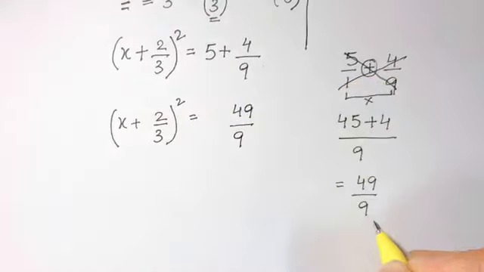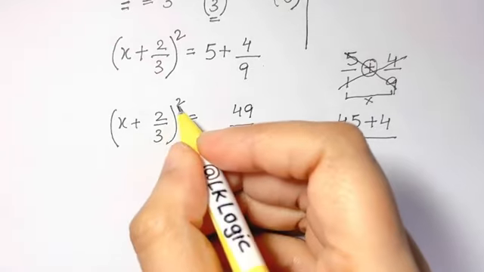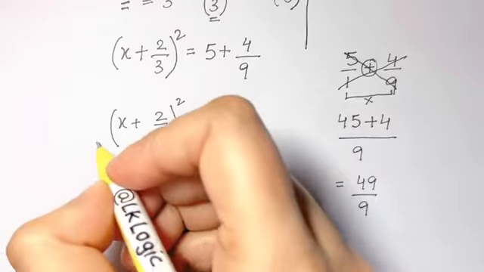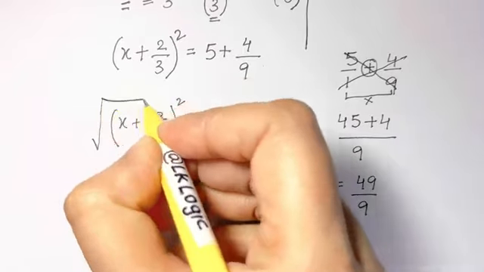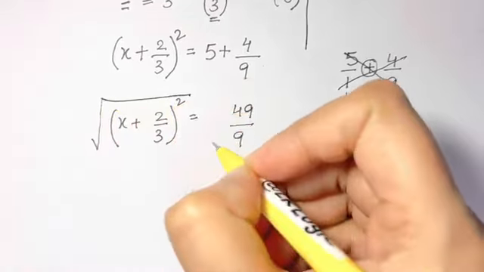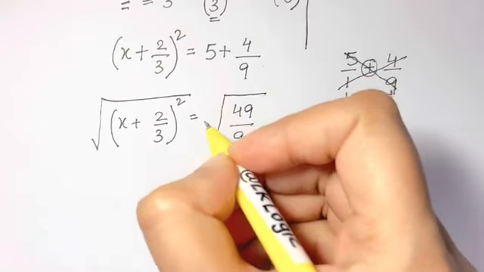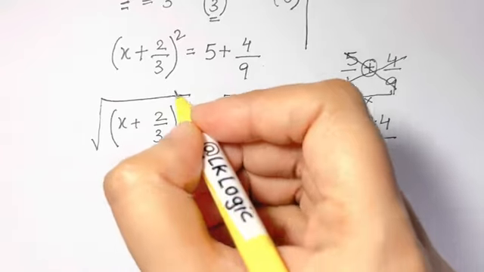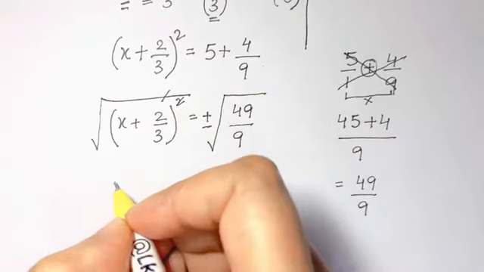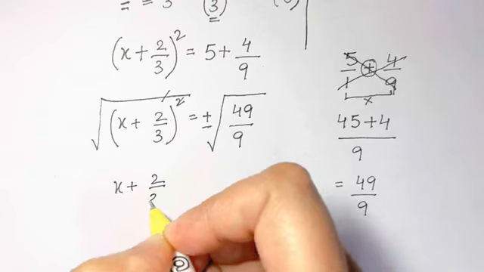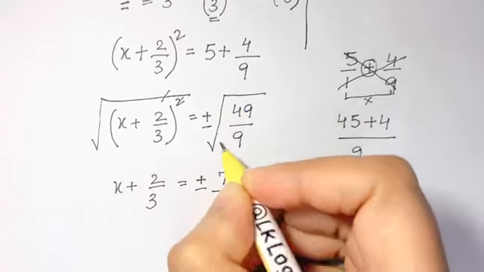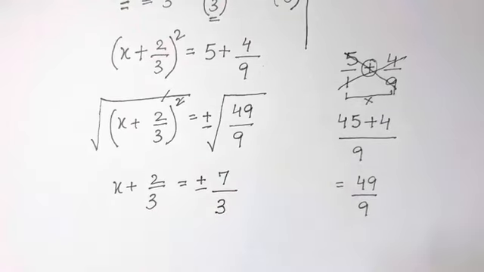The next step, we want to get rid of this square because we want to solve for x. So how to undo this square? We are going to take square root on both sides. Square root on this side with positive and negative sign as well. So you can see the square and square root get cancelled here. We get x plus 2/3 is equal to plus or minus square root of 49 is 7 and square root of 9 is 3. So we get plus or minus 7 over 3.